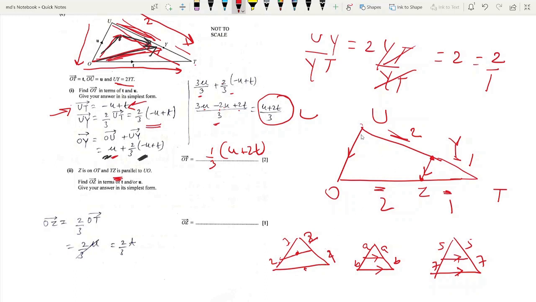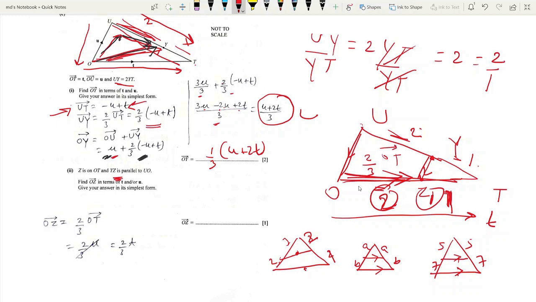Okay, I was here. So this line is parallel to this line. This is 2 and this is 1. So it must be 2 and 1, right? Okay, what we need to find? Find OZ. We have to find this vector OZ in terms of T. No issue, right? Total was T from here to here. So this will be 2 over 3, because it was 2 and this one, it was 1, right? 2 over 3 of OT.